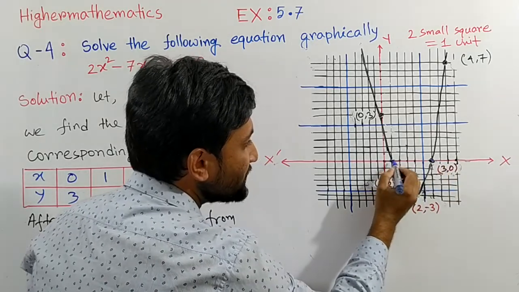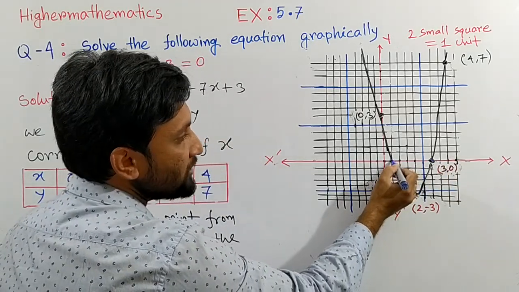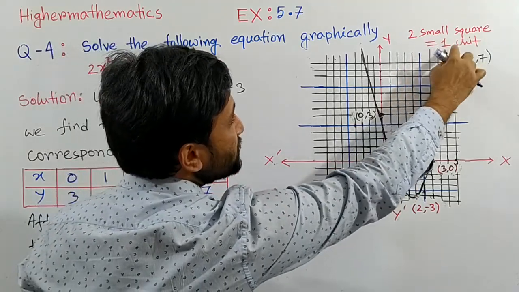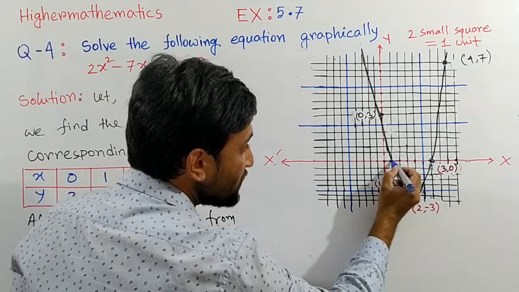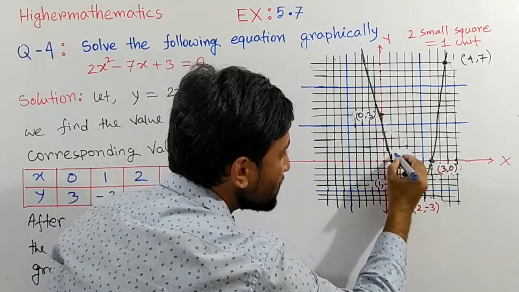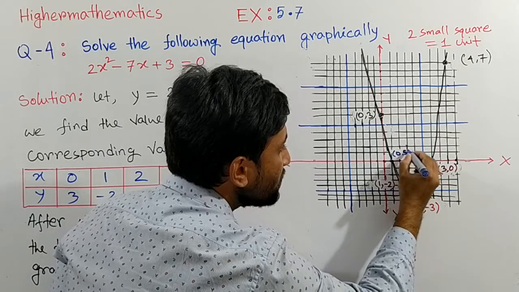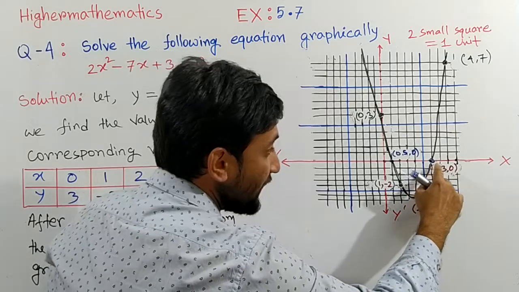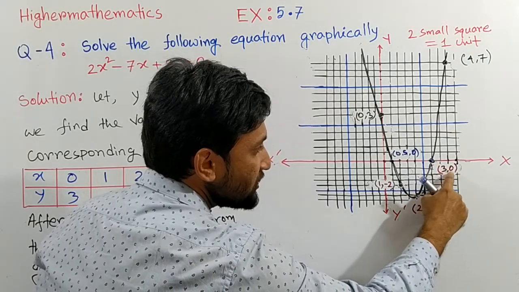This point is on the x-axis. The unit is 1 square unit, but here we let 2 small squares equal 1 unit. That means this point is 0.5 and 0. So this point is 0.5 and the y is 0 units. Okay, and the other point where it intersects the x-axis is 3, 0.